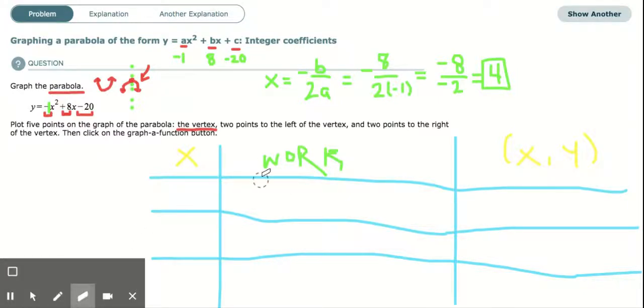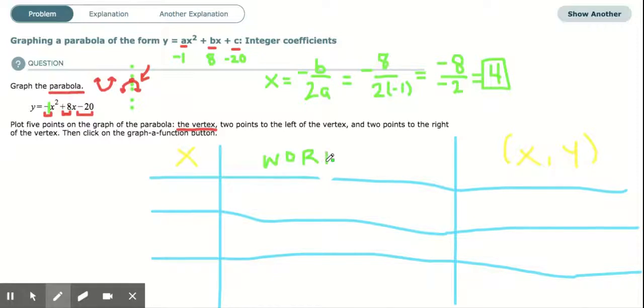Let's write that a little nicer. Okay, so here will be our work. What we did to find the vertex is we want to see what the center is, right? Since the center is 4, I'm going to put it in the middle, and then I want to try 2 points to the left and 2 points to the right.